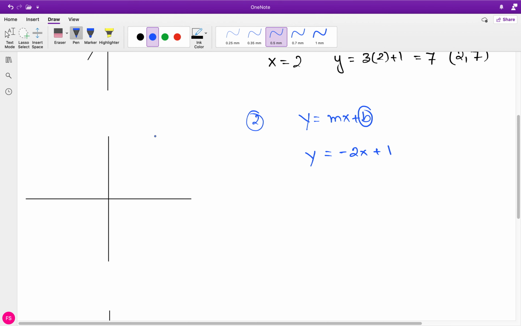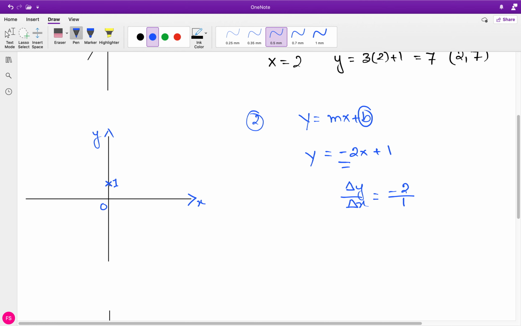That means your graph is going to cross the y-axis when y is 1. Okay, so this is my y, this is my x, this is the origin. So when x is 0, your y is 1. So I'm just going to assume that this is 1. For this method, you start with the y-intercept, which is 1. From there, you look at the gradient, which is negative 2. Now, as we know, the gradient is the slope. It is the change in y over the change in x.